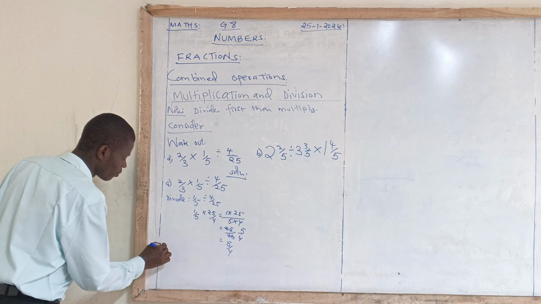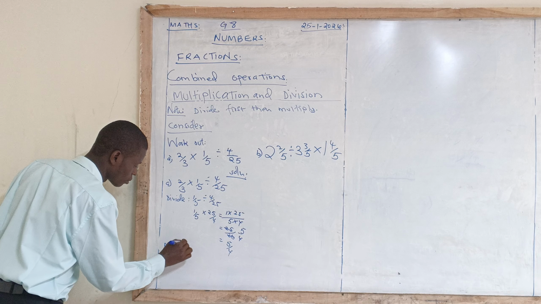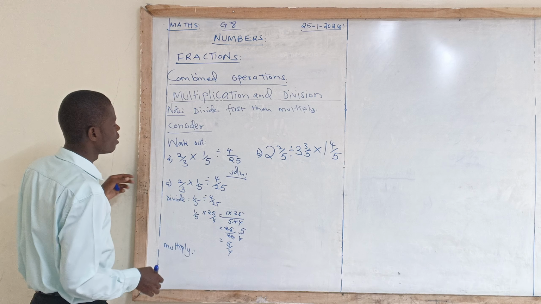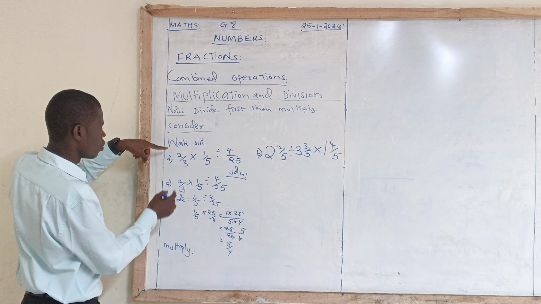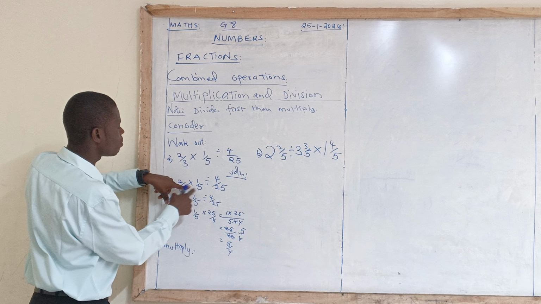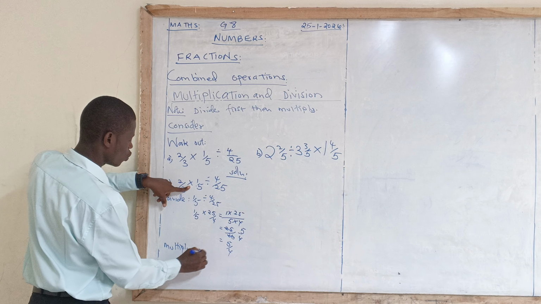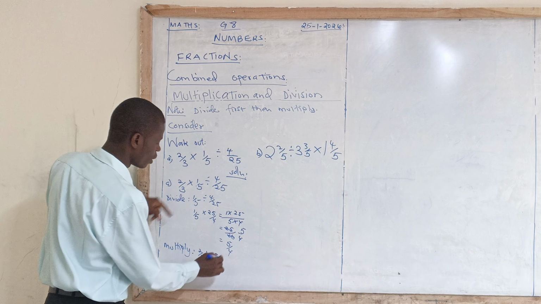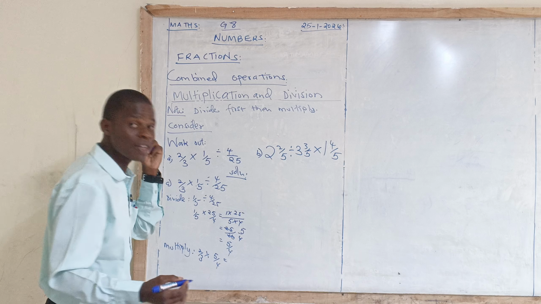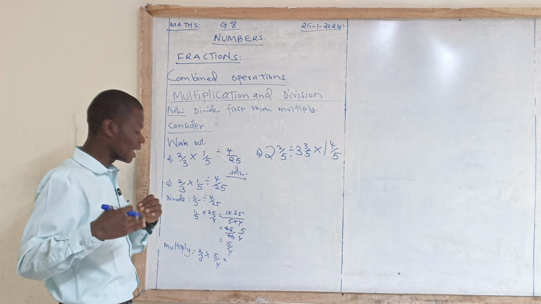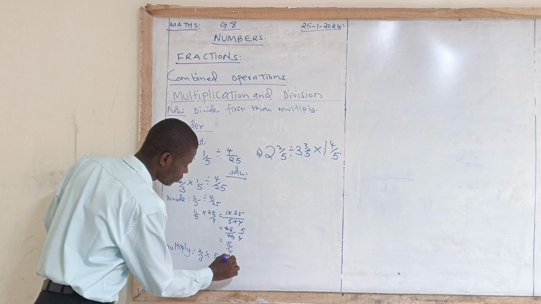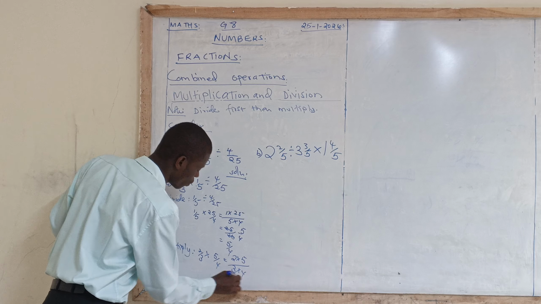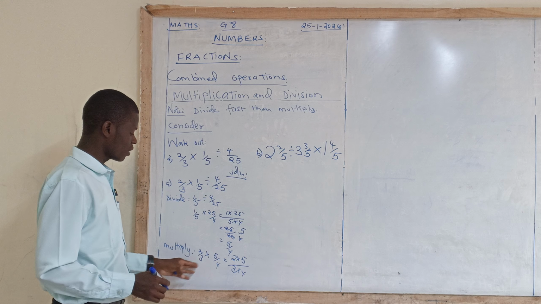So after dividing, multiply. So what are we multiplying? The answer. What are we having? 2 over 3 multiplied by the answer. So it is 2 over 3 multiplied by the answer here, 5 over 4. Multiplication of fractions is very simple. Multiply numerators separately and denominators separately. So what are we going to have? 2 times 5 over 3 times 4.